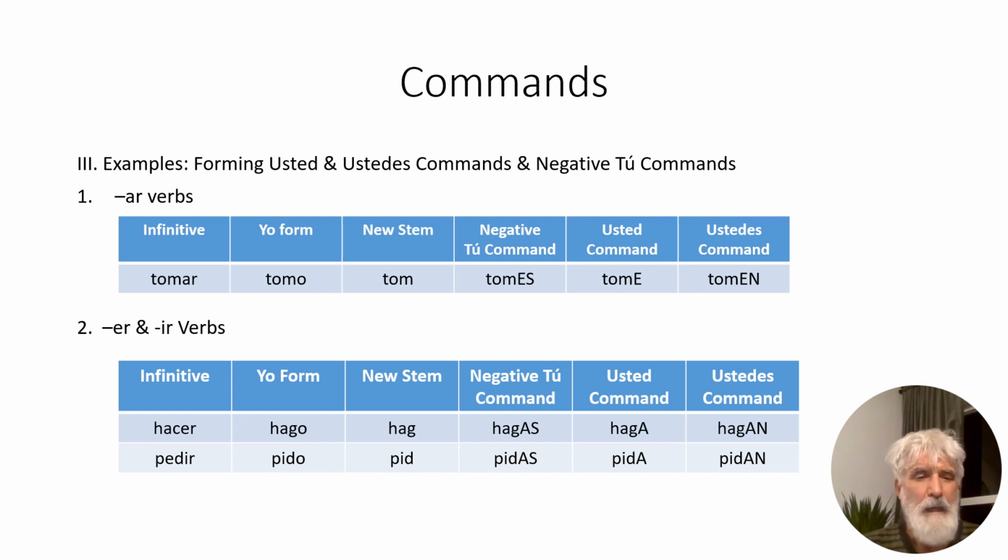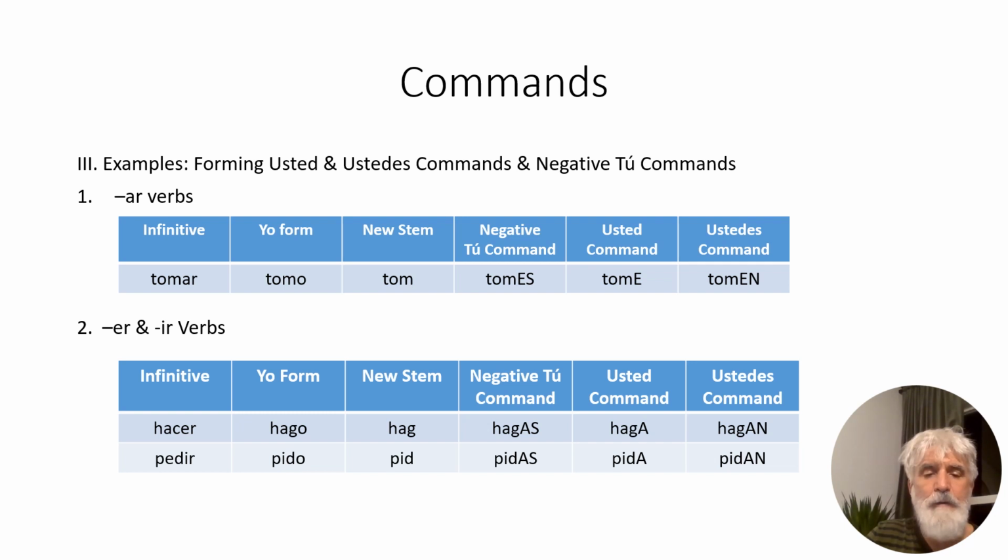Okay, so here's some more examples of what we just talked about. Here are some AR verbs. Here's the verb tomar again. Now I want to get the command form, so I told you to start first: you get the yo form of the verb, tomo. You drop the o from the yo form, and you get tom. And onto this stem, you add your magical endings.